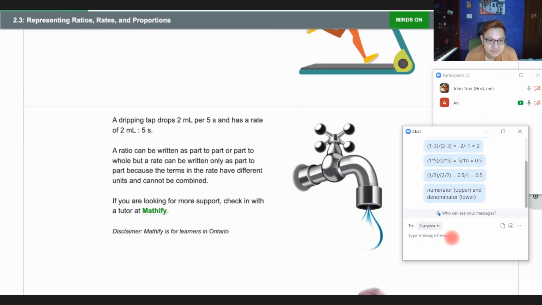A ratio can be written as part to part or part to whole, but a rate can be written only as part to part, because the terms in the rate have different units and cannot be combined.